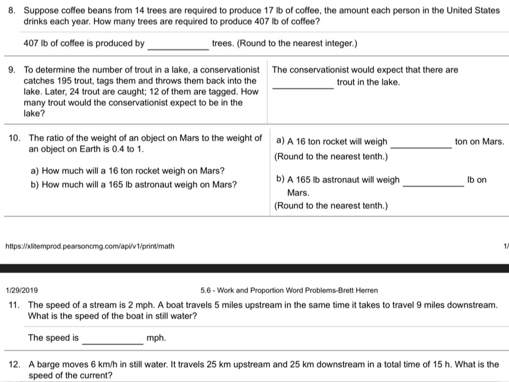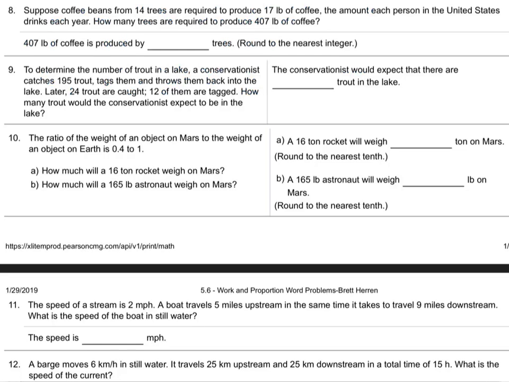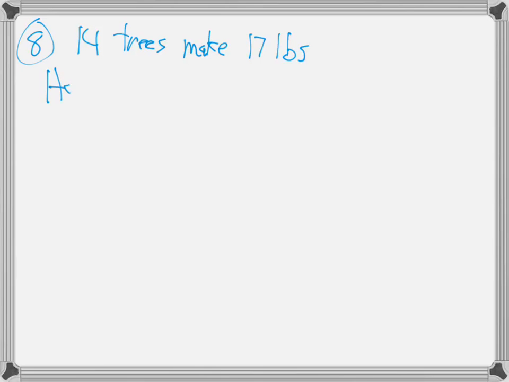Okay, so there's the question. Let me make it smaller and simpler for you. So basically, 14 trees, 17 pounds. 14 trees of coffee beans make 17 pounds of coffee. How many trees for 407 pounds?